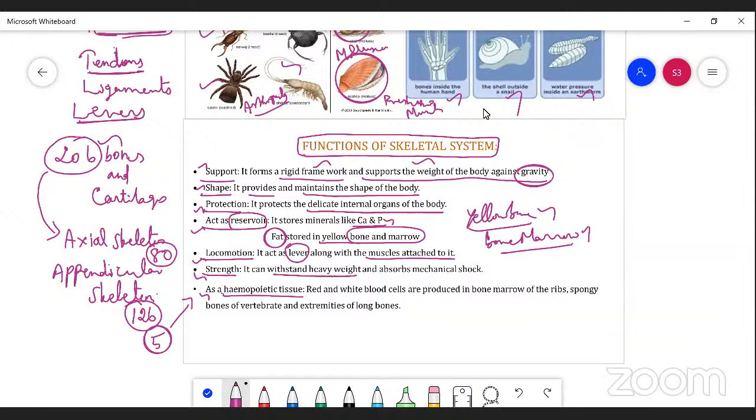Next, it gives the strength to withstand heavy weight. When we are holding a heavy weight, the skeletal system gives the most strength to the body and absorbs the mechanical shock. Like that, it gives strength to our body.